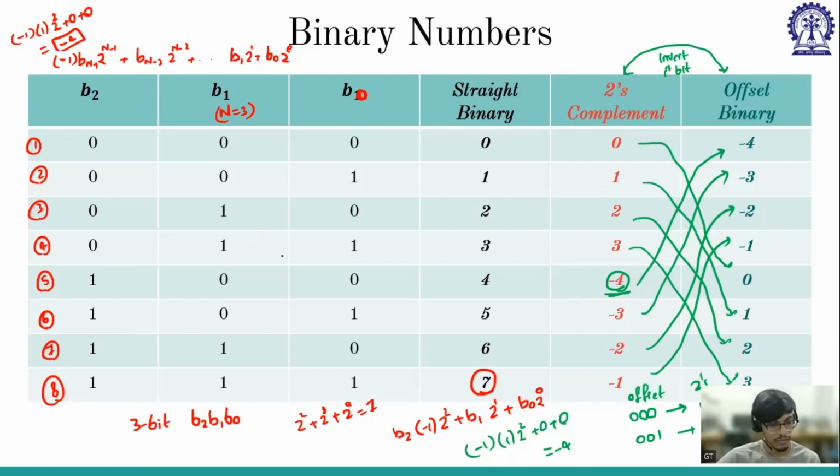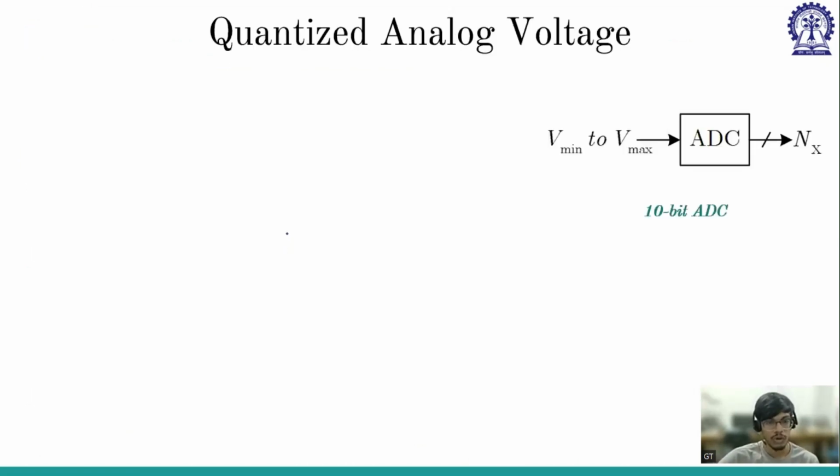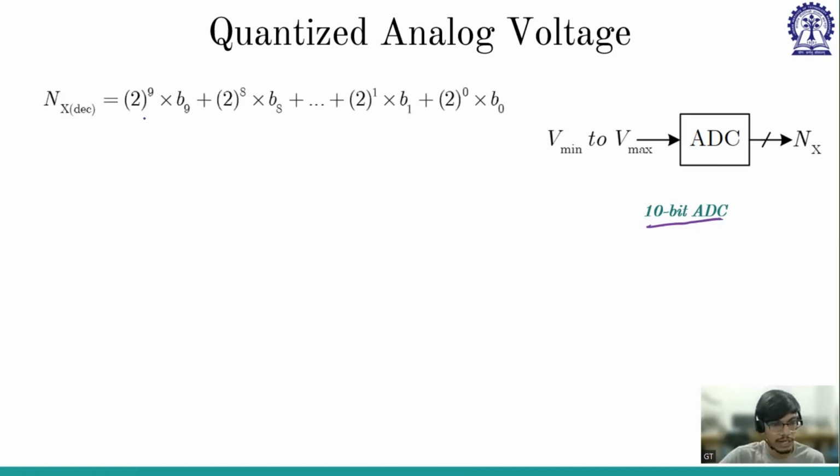Yes, sir. Okay. So now we are going to the quantized voltage. Say, for example, consider a 10-bit ADC and Vmin to Vmax. For 10-bit, it will start from 2 to the power 9. By this, you can say it is a straight binary. There is no sign. Straight binary Nx is the output, Vmin to Vmax.